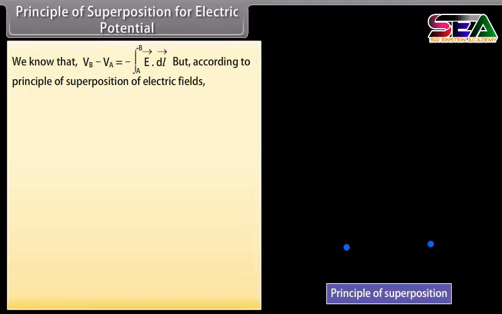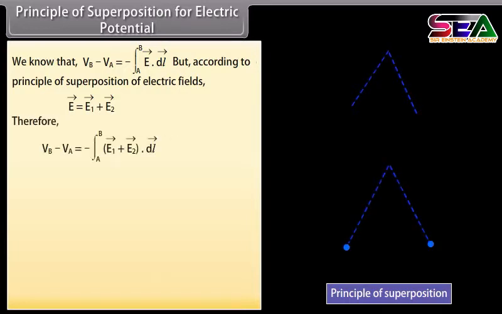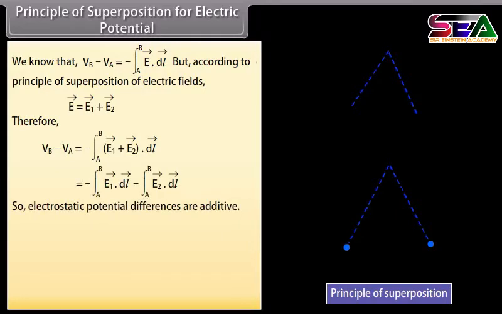vector. But according to principle of superposition of electric fields, E vector is equal to E1 vector plus E2 vector. Therefore, V_B minus V_A is equal to minus integration from A to B of E1 vector plus E2 vector dot dl vector. So, electrostatic potential differences are additive.